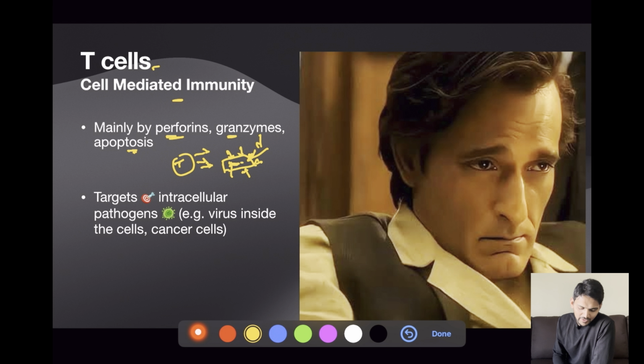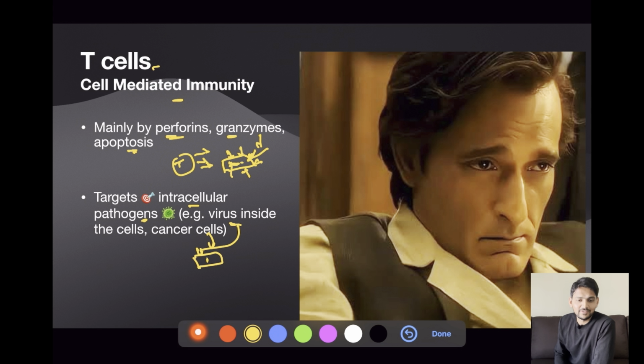And here the point is, they will target intracellular pathogens also. If the pathogen is hiding inside the cell, they will go find it and hit it very hard. For example, viruses inside the cell, they will kill them also. Even against cancer cells, T cells are the ones which will fight. So overall, they are very lethal, we can say.